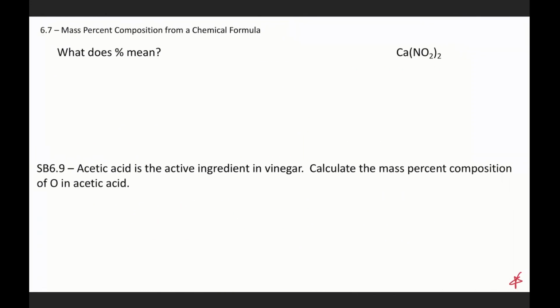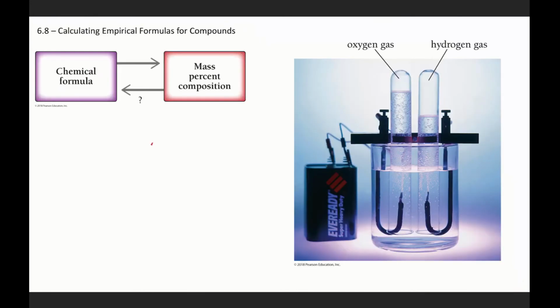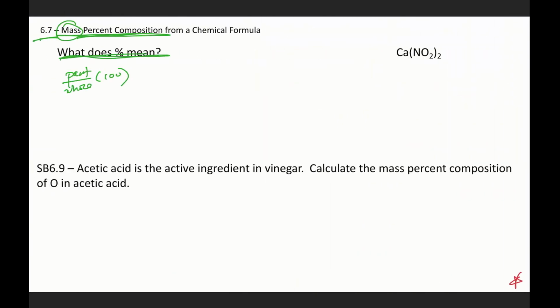Now, moving on to this problem, 6.7. Again, percent means part over the whole, always, times 100, in whatever unit we are talking about. So if I want to know mass percent composition, meaning percent by mass, then all that means is I'm going to break things down by their respective masses. So part over the whole. Let's get the mass of this whole, the mass of a calcium and 2 nitrites. So the whole is 132.08 grams per mole.